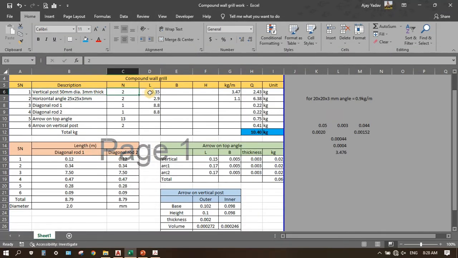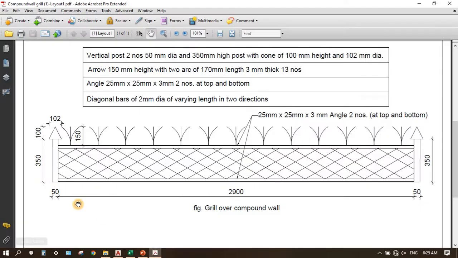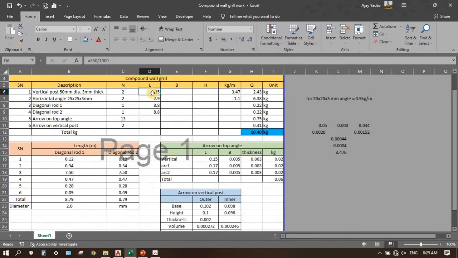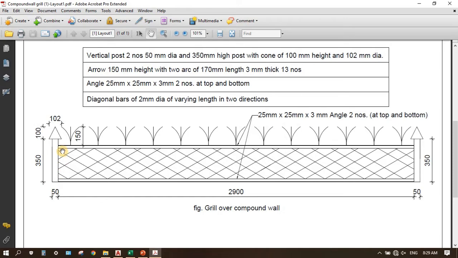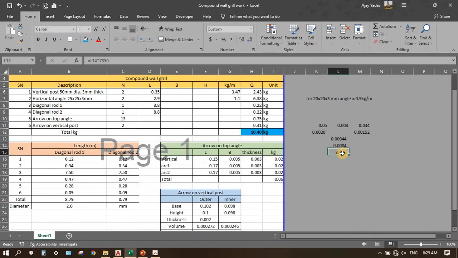Vertical post, there are two vertical posts, length is 350 mm, and kg per meter we have found here. First find the area of outer, find the area of inner as discussed earlier, then multiply by 7850, then you will get kg per meter, that is 3.47. Now multiply with this length, you will get kg.